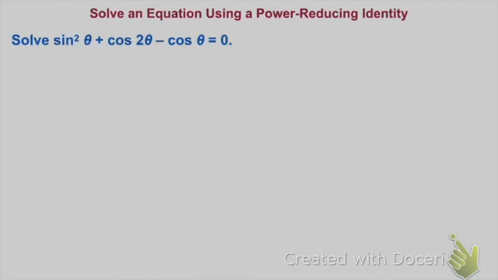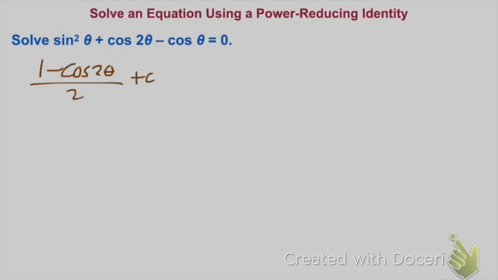All right, last one, we have solve sine squared theta plus cosine 2 theta minus cosine theta. We want to solve the equation using a power reducing identity. We have sine squared right now. We want to get rid of the sine squared. We have to reduce the power. We look at our list and we find out sine squared theta is the same as 1 minus cosine 2 theta over 2.